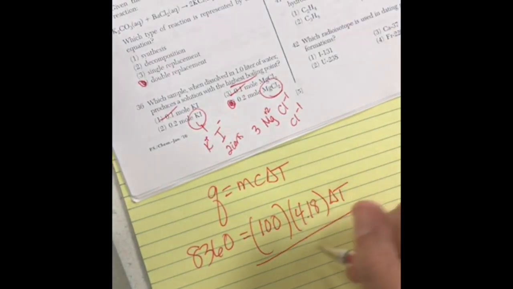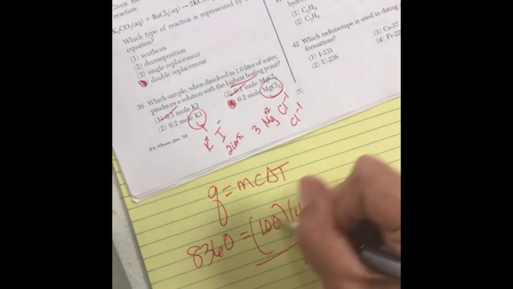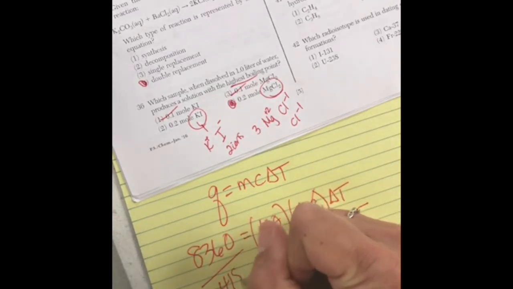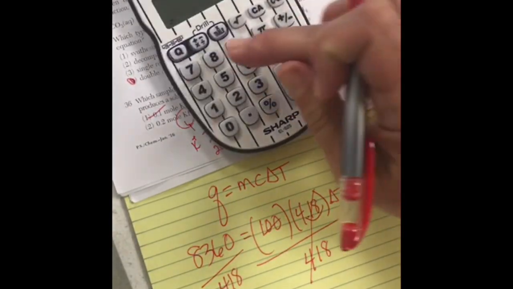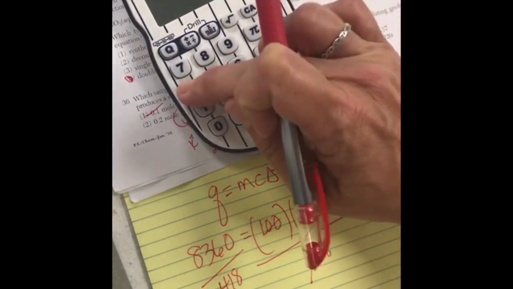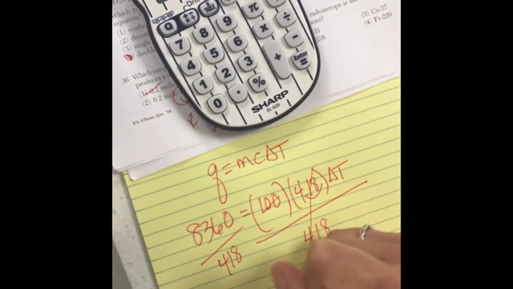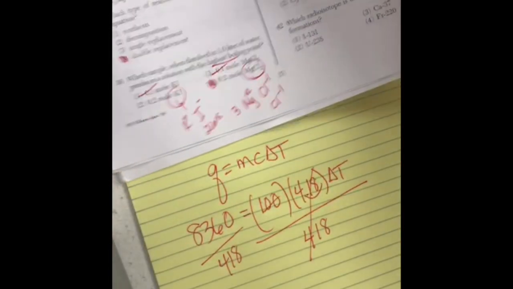I'm going to take this side and the 2 zeros, so I'm moving over 2 places, so that's 418. So 418 divided on this side, 418 on this side, so I take 8360 divided by 418. I get 20. So the temperature has changed by 20. But the question was, what's the final temperature of the water? So if the water started out at 22 degrees, I just go plus 20 because I'm adding this heat in. So after absorbing, this would go up to 42.